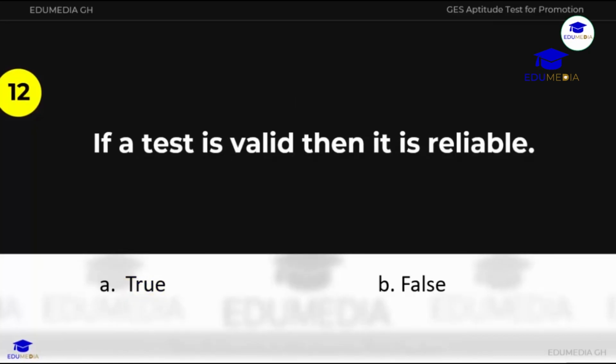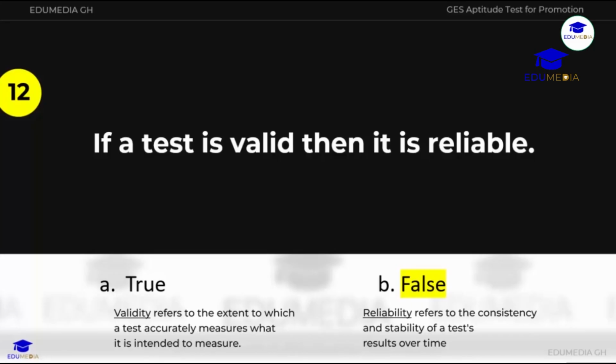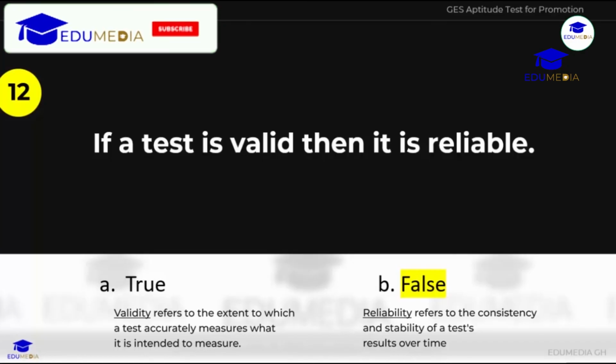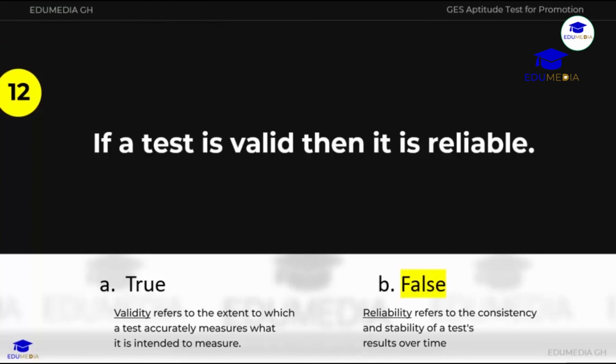Question number 12. If a test is valid, then it is reliable. The correct answer here is false. Now, the reason why this is false is because validity and reliability are two distinct but related concepts in the field of assessment and testing. Validity refers to the extent to which a test accurately measures what it is intended to measure. In other words, a valid test measures what it is supposed to measure and is aligned with the content and skills being taught.